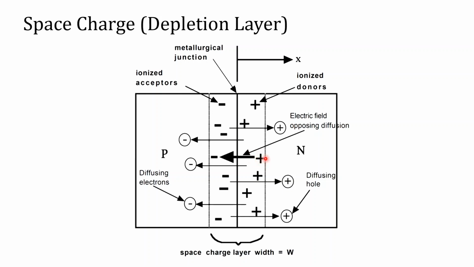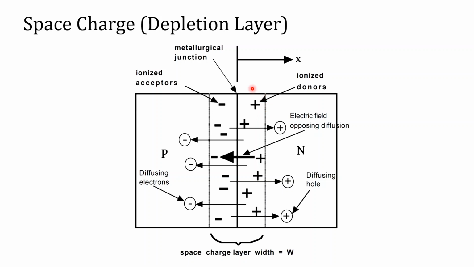These charges are not free charge carriers, they are immobile. Similarly, as holes move from the p side to the n side, they will leave behind negative charge, negatively charged ionized acceptors. So they are also immobile.